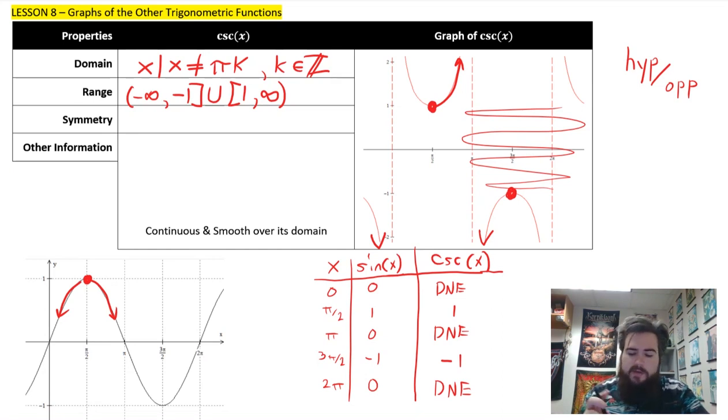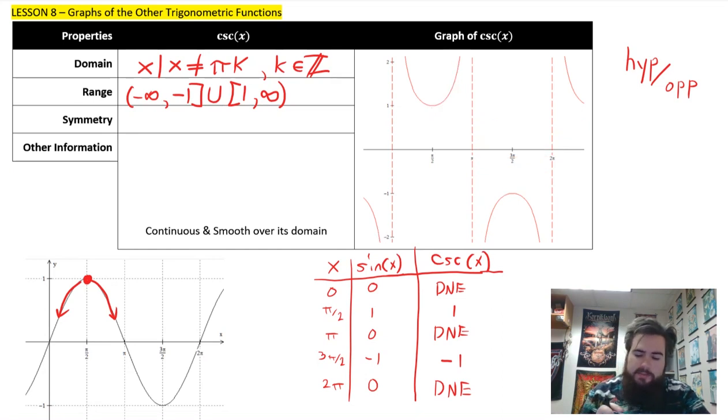The symmetry of cosecant does share the same symmetry as sine, which means it is also an odd function. This means that if we have a negative input inside of cosecant, we can take that out in front of the function. In terms of all the other information, yet again, we can say it's continuous and smooth over its domain because the domain does not include those asymptotes.